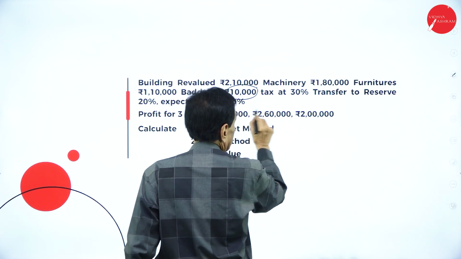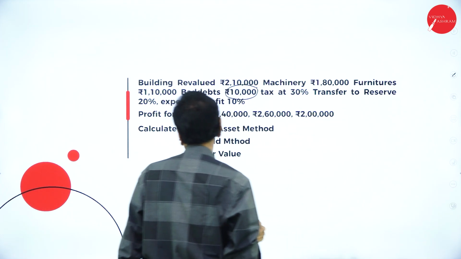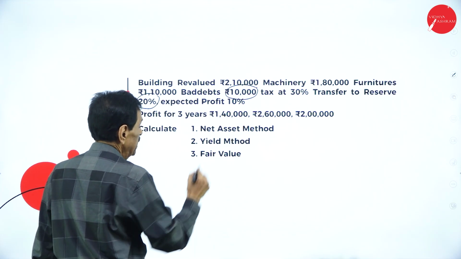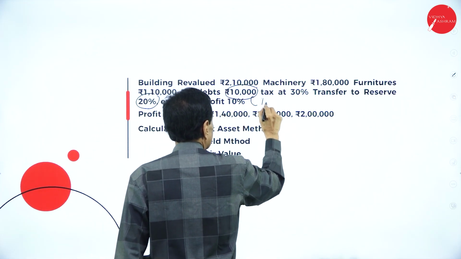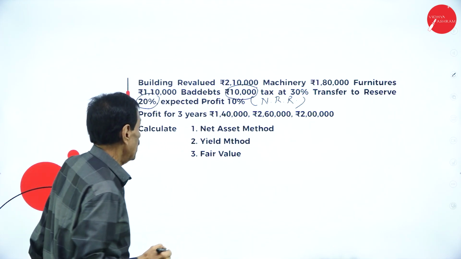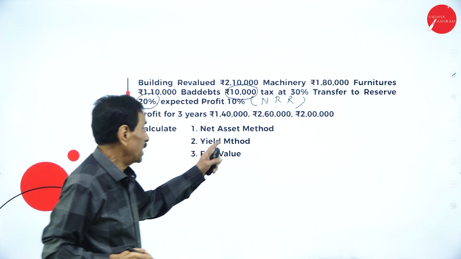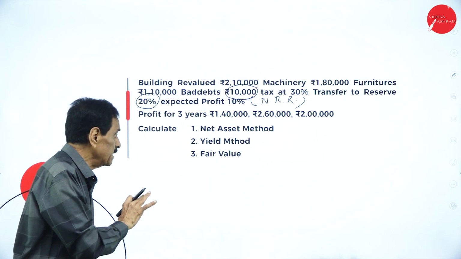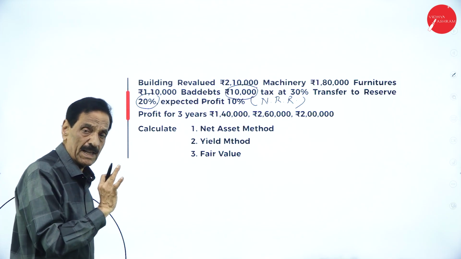Remember: tax 30%, transfer to reserve 20%, expected profit 10%. This is called NRR, normal rate of return. Profit for 3 years: 1,40,000, 2,60,000, 2 lakh rupees. Calculate net asset method, yield method, and the fair value.